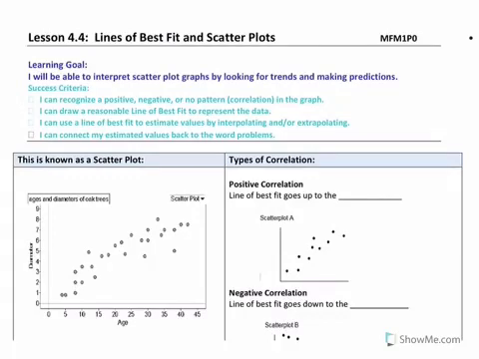This is lesson 4.4, which is on lines of best fit and scatter plots. By the end of this video, I'd like for you to be able to recognize positive, negative, or no correlations in a graph, be able to draw a pretty reasonable line of best fit to represent the data of a scatter plot, be able to determine the difference between interpolating and extrapolating while estimating values by making predictions, and then also applying this to word problems.